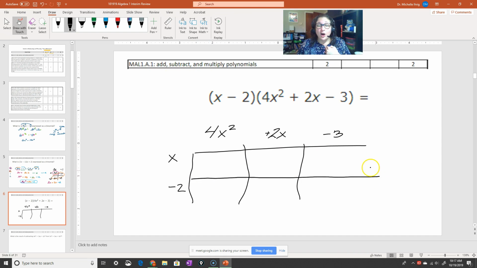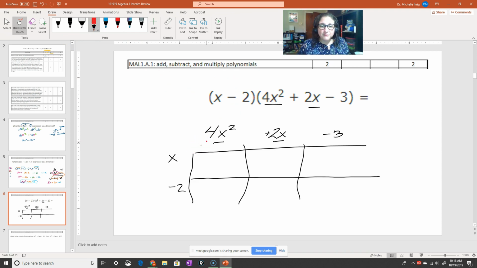So again, all I'm doing is I took each one of these terms and I wrote it down. That's it. It's not anything mathematical. All I did is I wrote it spaced out. And then I took the x minus 2 because it was only 2 terms and I put it down. You could have done it the other way. I just like to put the longer one across. That's my personal preference. So when I do that, I'm going to go ahead and do my multiplication.